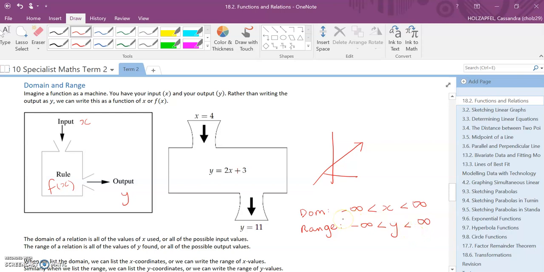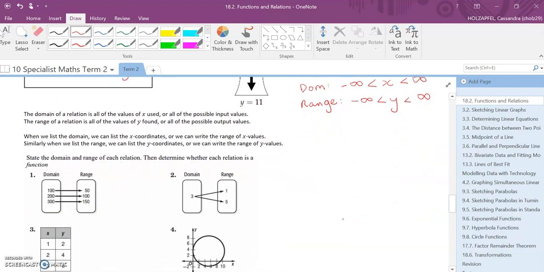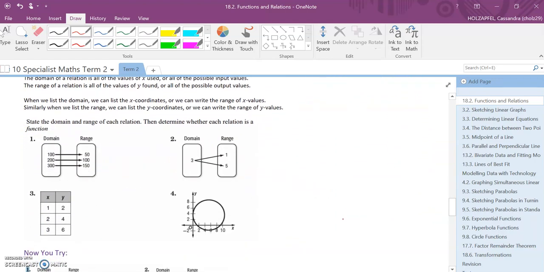So that is the difference between our domain and our range. Basically, domain is your x values, range is your y values. Let's do another example of that. So if I had some information here: state the domain and the range of each relation, then determine whether each relation is a function.